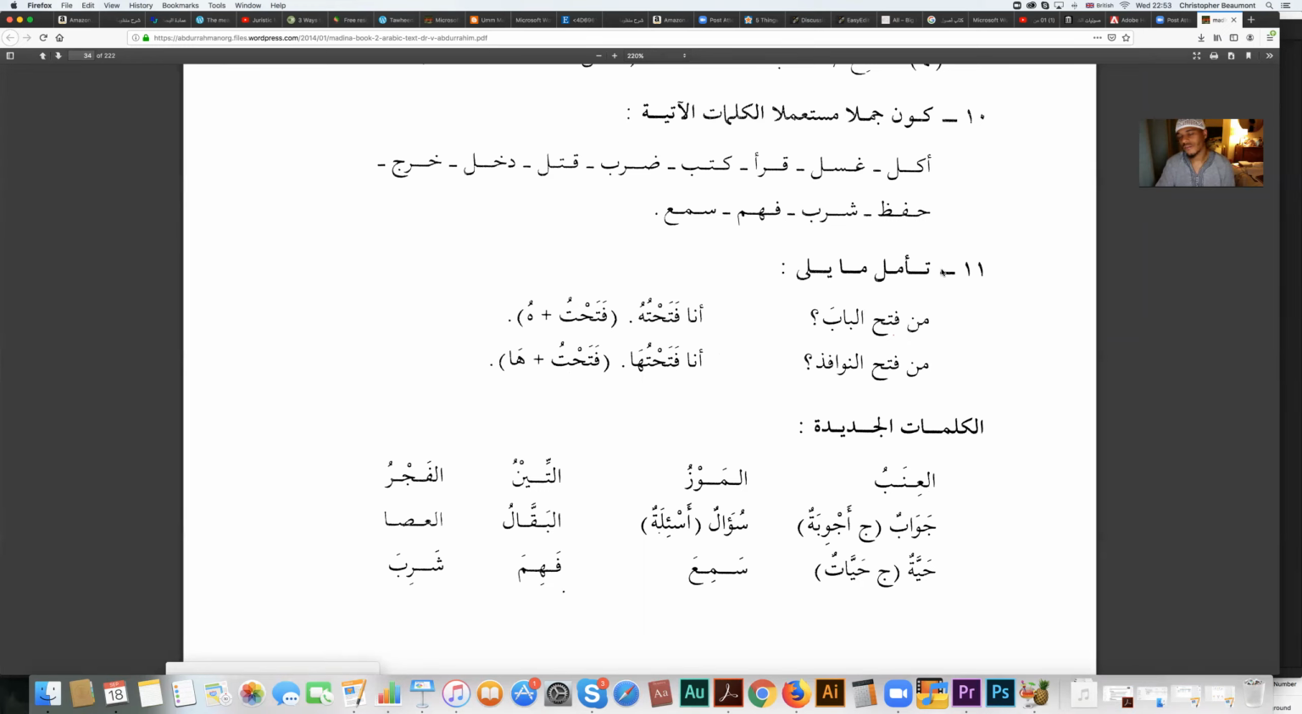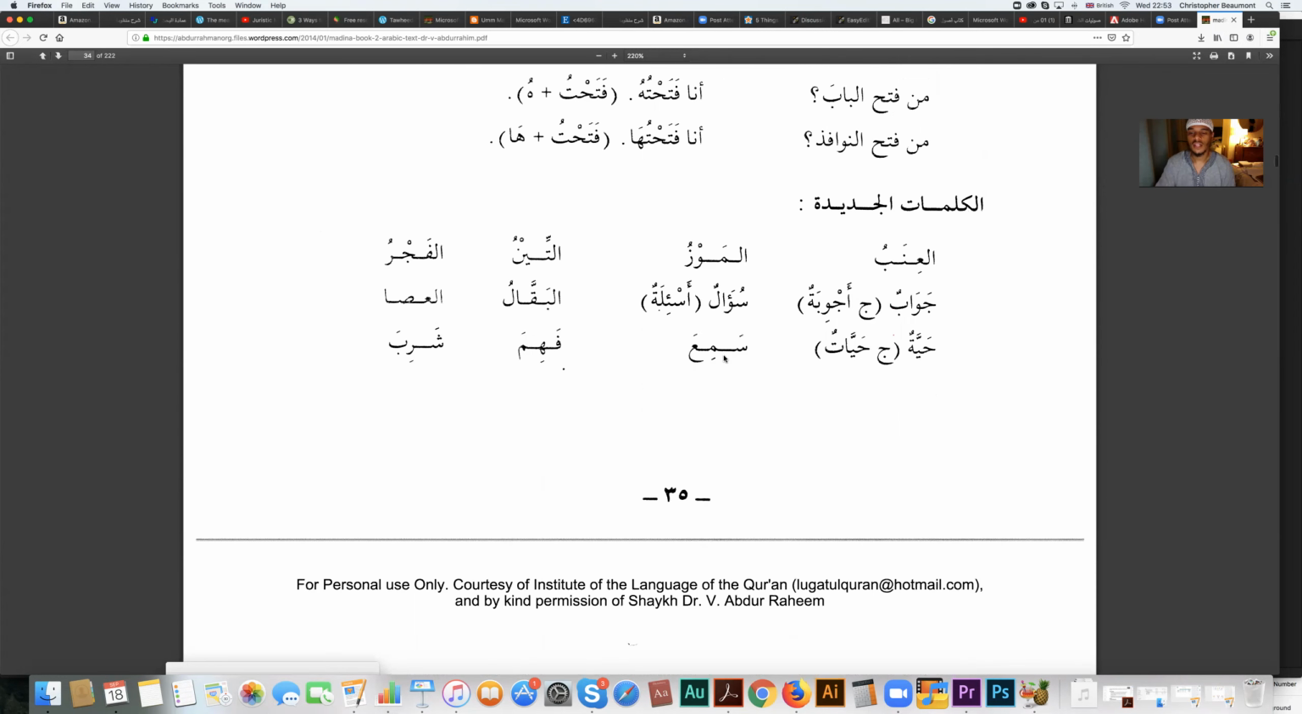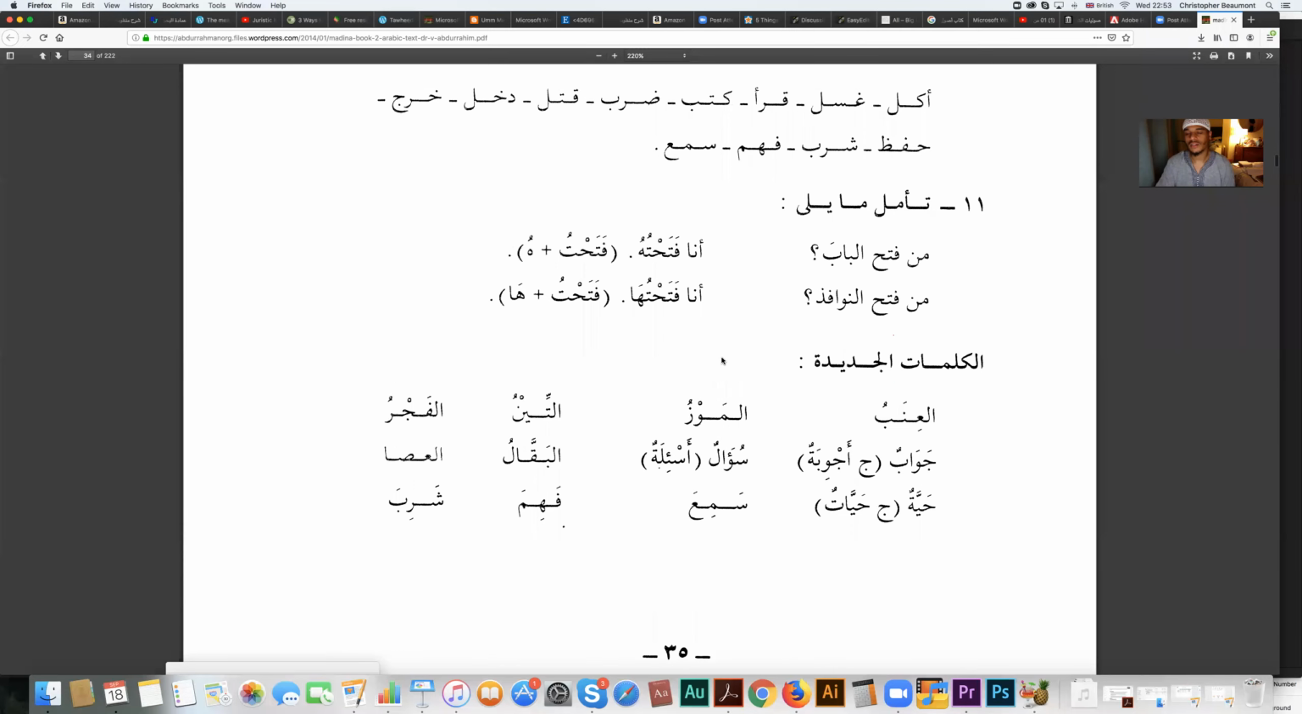Anyway, that's something just to ponder over. So you don't have to necessarily do anything as such. Go over it and understand it. And then last but not least, guys, al-kalimat al-jadida. Learn these new words. These new words are going to be in the book somewhere.